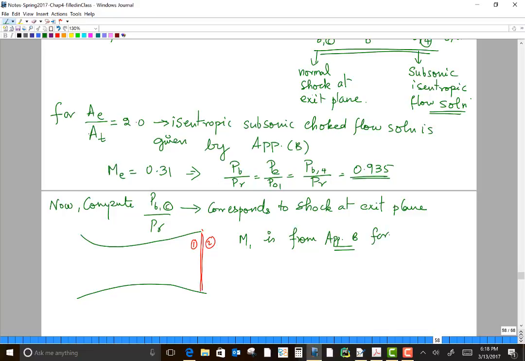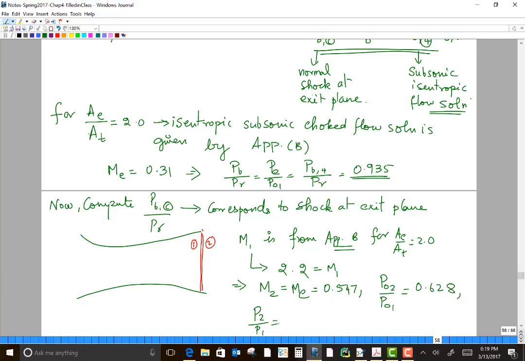So you need to look at the supersonic solution for AE by AT equals 2. Okay, this happens to be 2.2. So 2.2 equals M1, which implies M2 equals ME, because the shock is at the exit plane. So just behind the shock you have the exit Mach number. So you have subsonic flow of 0.547, P02 by P01 equals 0.628.